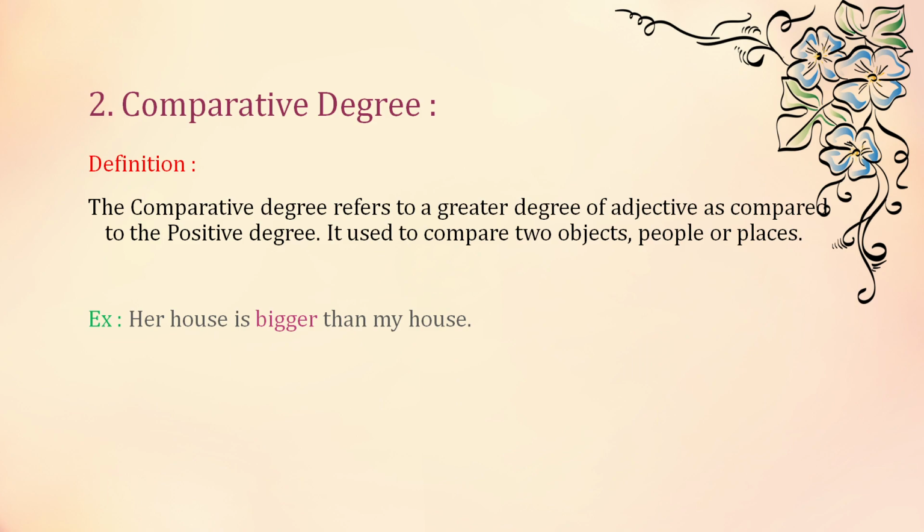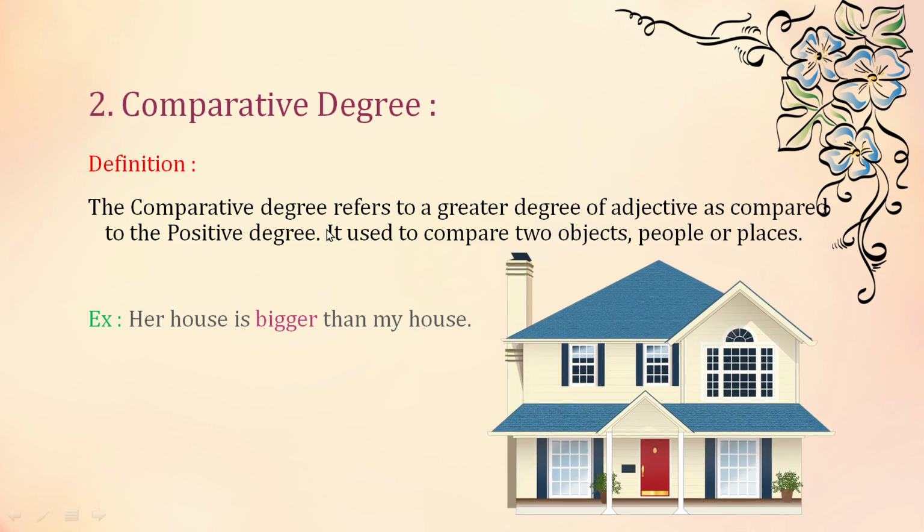The comparative degree refers to a greater degree of adjectives as compared to the positive degree. It is used to compare two objects, two people or two places. Here the comparison is done between two nouns, so it is comparative degree. When I say her house is bigger than my house, I am making a comparison between my house and her house. Comparison between two houses is done.